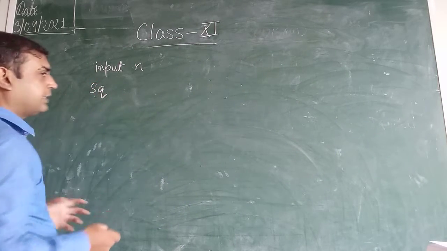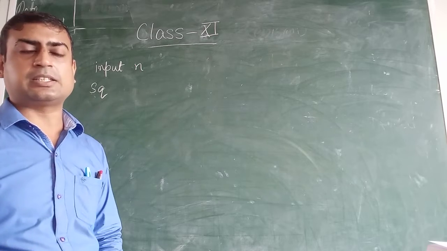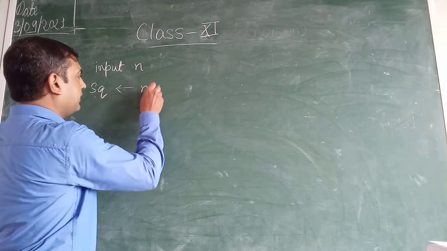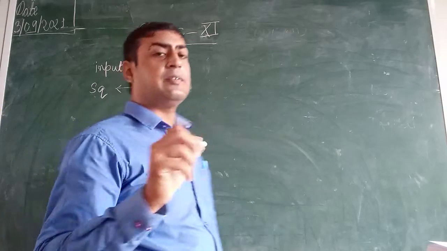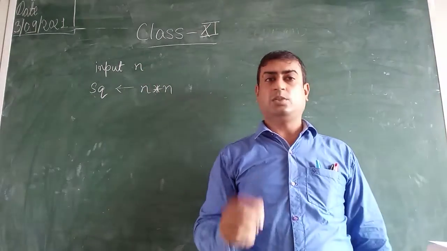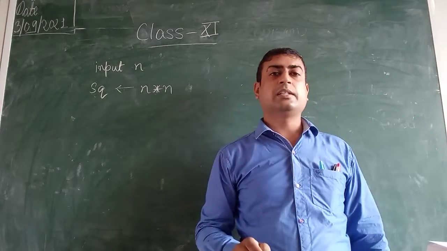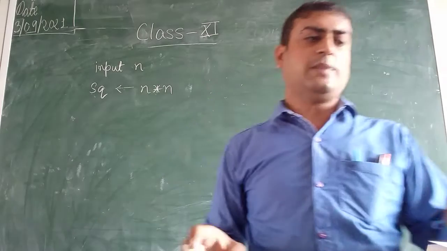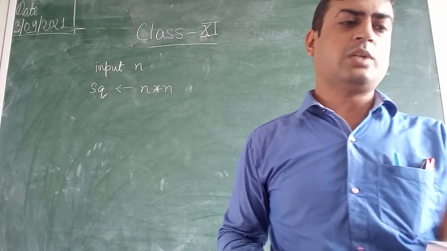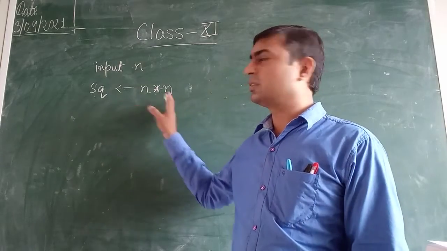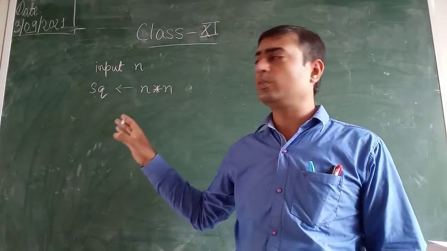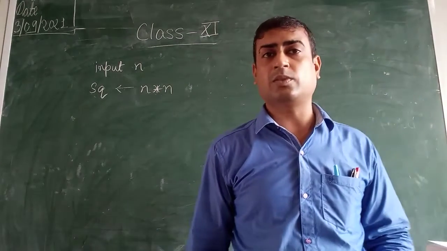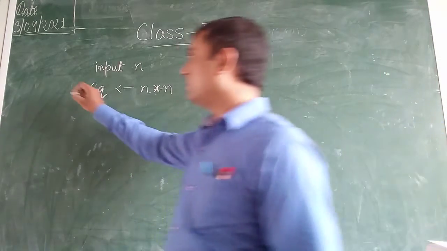Sq, as an example, is the variable I have taken, and it will hold n into n. If we multiply the number 2 times, meaning number into number, then this is the square. So this is the simple algorithm which you have to use in this question. You will take the number, and you will find its square. This is question number 1.